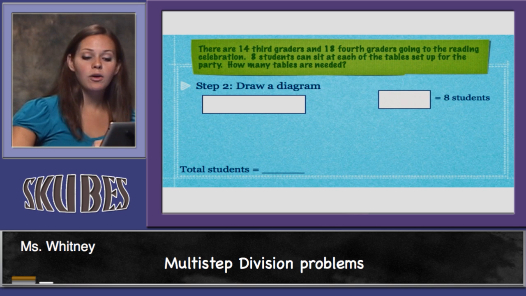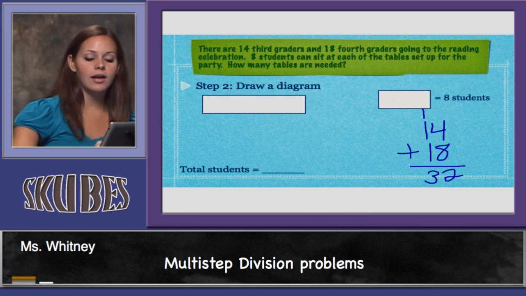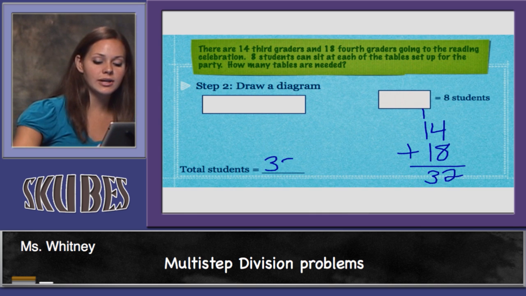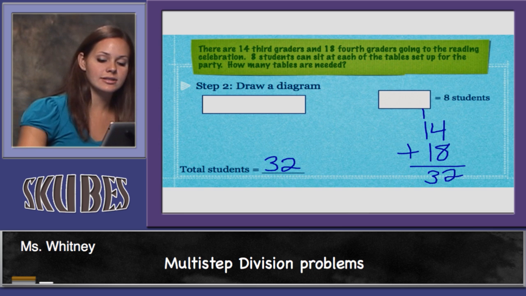I need to know how many students there are total. So there's 14 third graders plus 18 fourth graders going to the celebration. That's a total of 32 students. I know that each table will hold 8 students. So one table will hold 8 students.